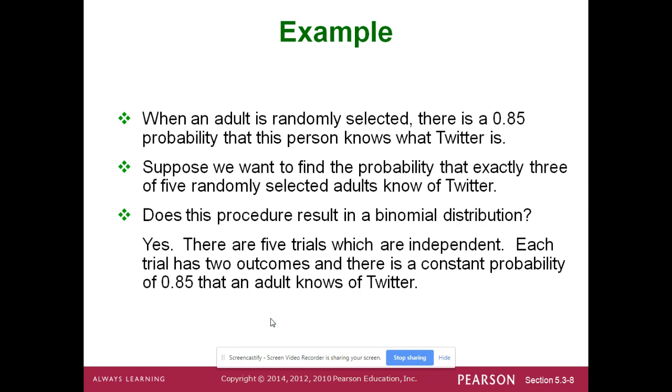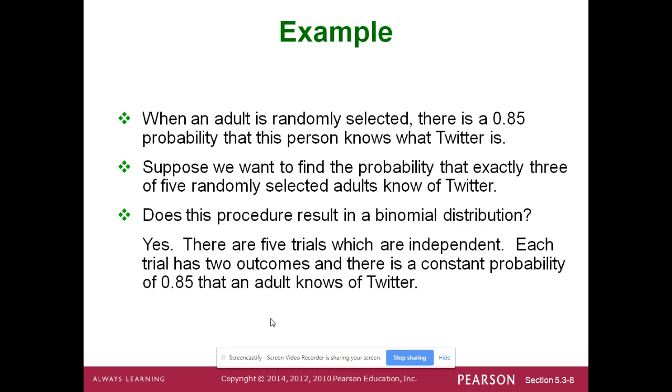Not sure how they got that number. They did some sort of survey and were able to determine this probability. You're given that probability. So suppose we want to find the probability that exactly 3 of 5 randomly selected adults know of Twitter. Does this result in a binomial distribution?